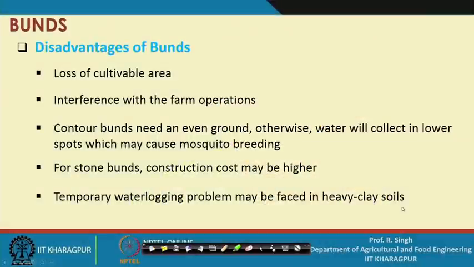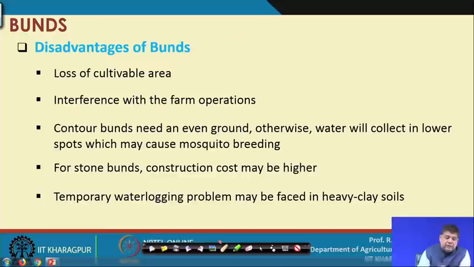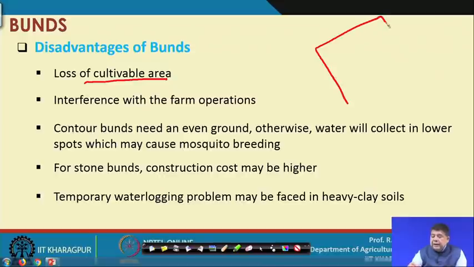But as we know, along with advantages there are also some associated disadvantages, and one major disadvantage of the bunds is loss of cultivable land. Obviously, if you have a certain area available for agriculture, which has a slope in this direction, and you want to build a bund here, which has a typical cross section, already we have seen that the cross section typically preferred is trapezoidal.